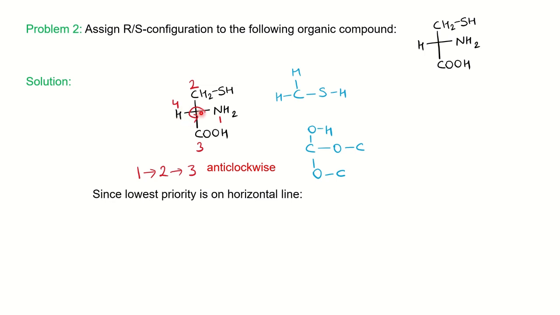Then what we have to do? Anti-clockwise is S, so we have to convert it into R. So basically the following molecule has R configuration. I hope it is very clear how to do the RS nomenclature.